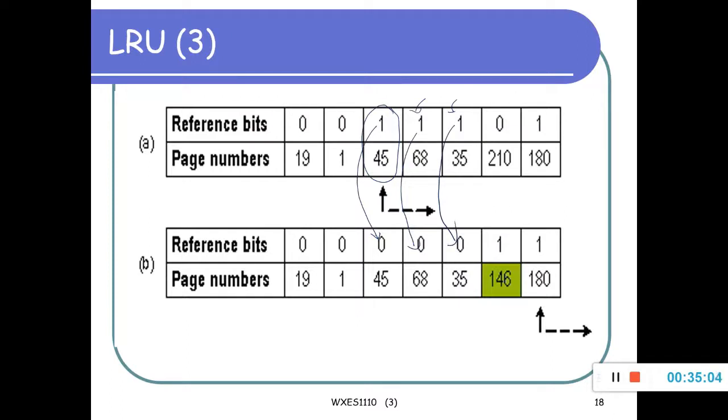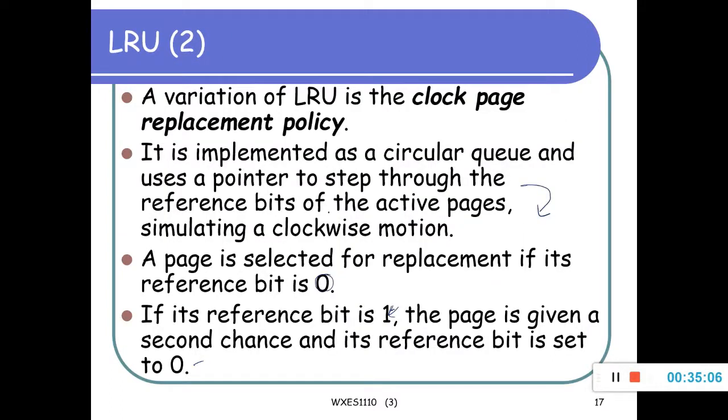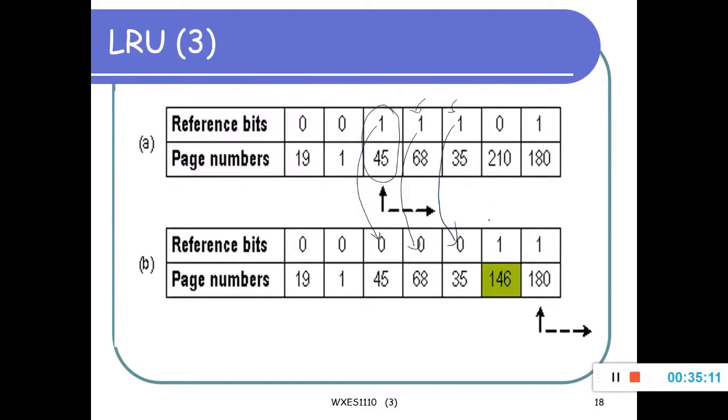When it is 0, you replace. When it's 0, you replace it with the new page and you change this to 146. So this page number is changed to 146. And then 1 remains 180, because you already changed the previous page numbers. And then you have to put 146 here. Replace 210 with 146.